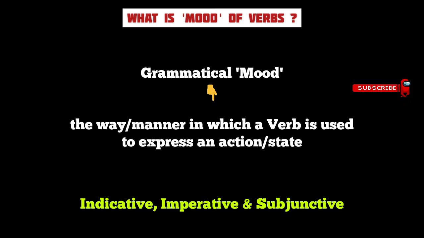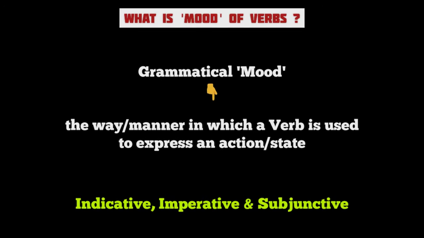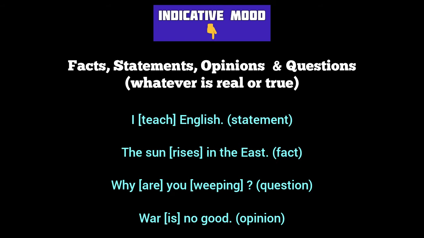In English grammar, there are three moods of verbs, namely indicative, imperative, and subjunctive. These different moods of verbs indicate the different ways in which we can use a verb to express its action or state. To begin with, I am going to explain the indicative mood.